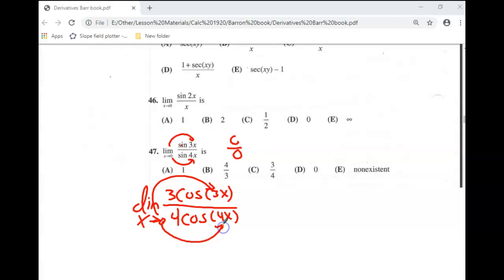Plug that in. That makes 0 here and here, right? And cosine of 0 is just 1, so we're left with 3/4 as our answer. Okay. Moving along.